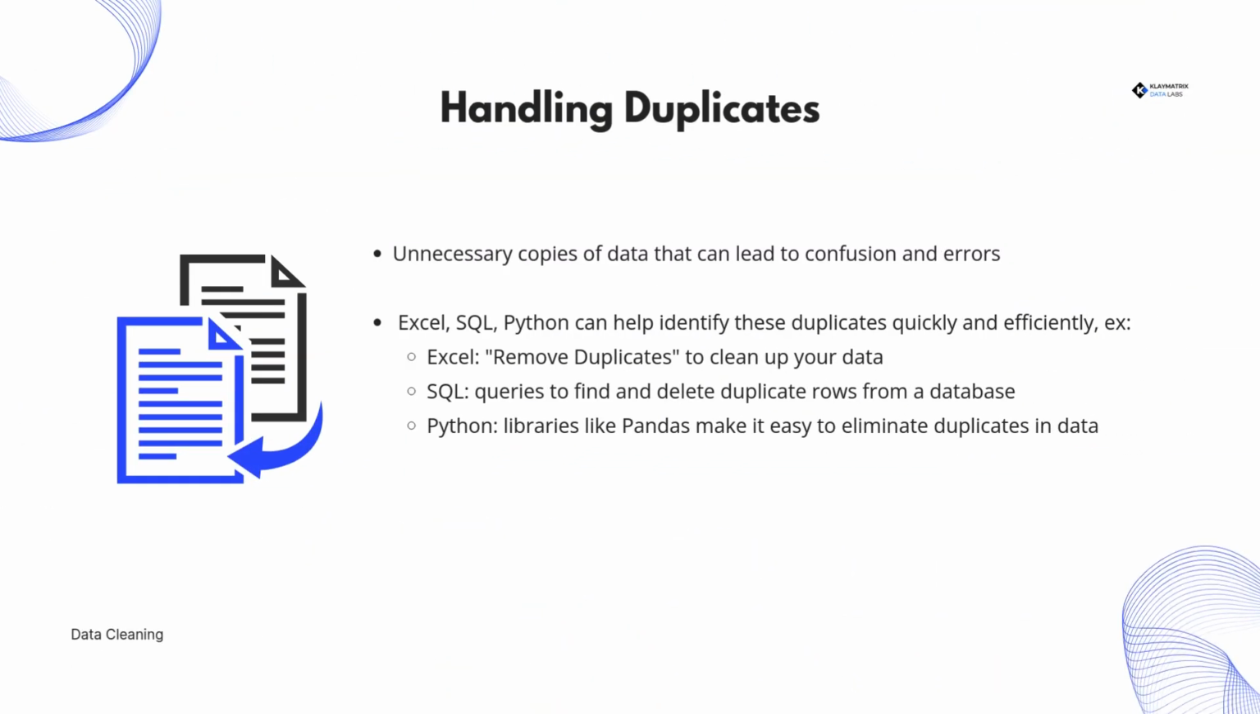Handling duplicates. Duplicate records can appear due to manual data entry errors, system glitches, or merging multiple datasets. Thankfully, there are easy ways to detect and remove duplicates. Excel has a built-in Remove Duplicates feature, which is great for small datasets. SQL allows us to write queries to find and eliminate duplicate rows automatically. And for large datasets, Python's Pandas library provides efficient ways to clean up duplicates while keeping important information intact.